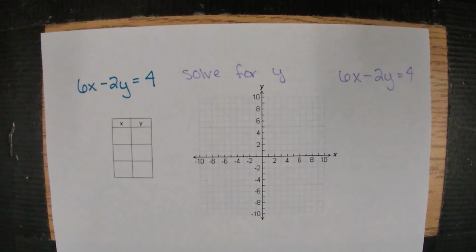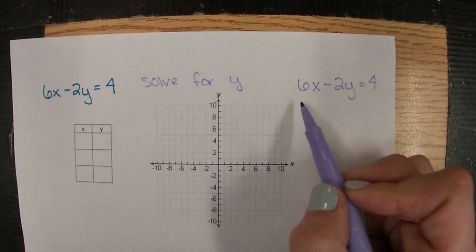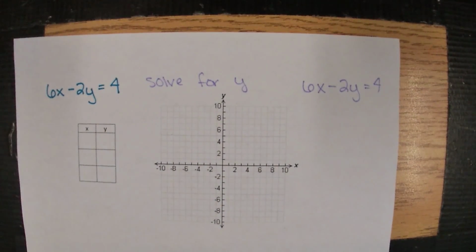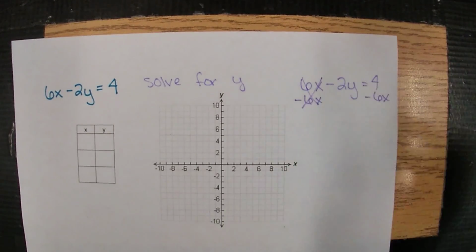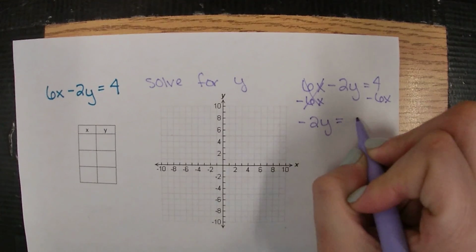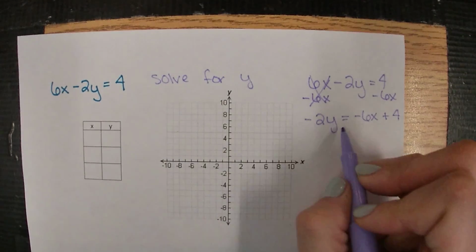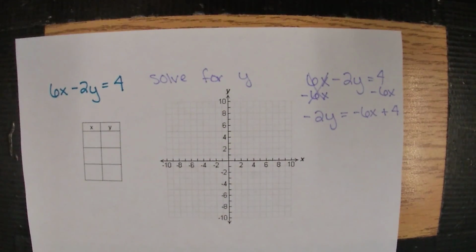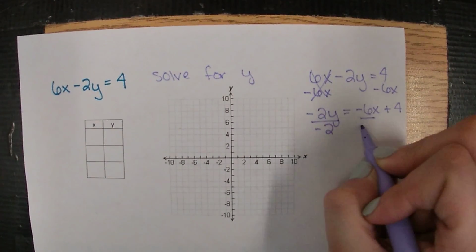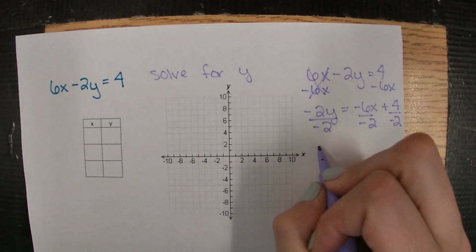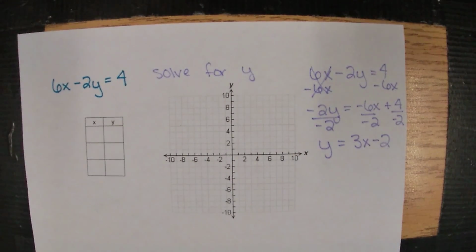So remember, I told you that solving for y wouldn't go away, so here it is. If we want to solve this for y, what will we do first? We need to subtract our 6x from both sides. So those cancel. We'll get a negative 2y equals a negative 6x plus 4. Next, we're going to divide by our negative 2. How many places do we need to divide by that negative 2? We should be dividing in all 3 places. And so we'll have y equals a positive 3x minus 2.